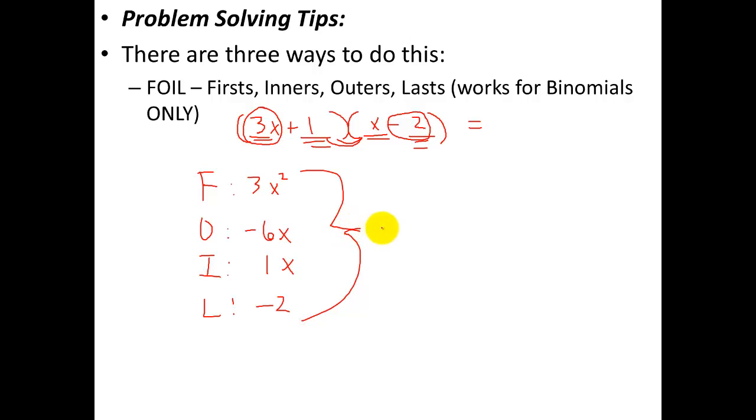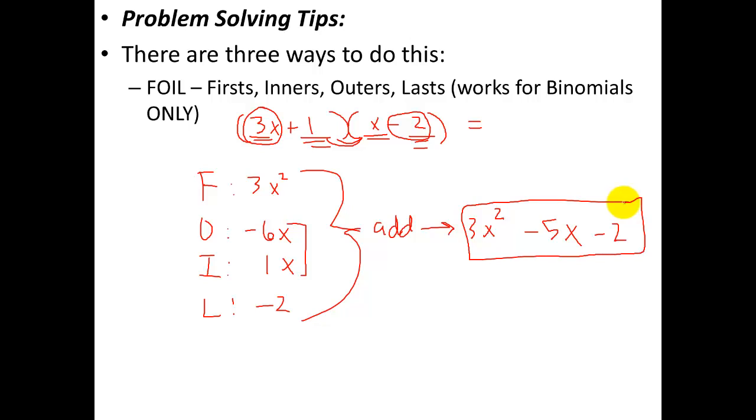Then once we have the four pieces, we add them all together. And notice that we can combine these together. So the first term, the highest degree, is 3x squared. The two in the middle combine together to give us negative 5x. And then the last one is negative 2. And that's our answer. So with this option, just remember the word FOIL, and it reminds you firsts, inners, outers, and lasts, or firsts, outers, inners, and lasts if you spell it correctly. And you can go through and pair up each of those four combinations, write them down, add them together, and get your final answer.